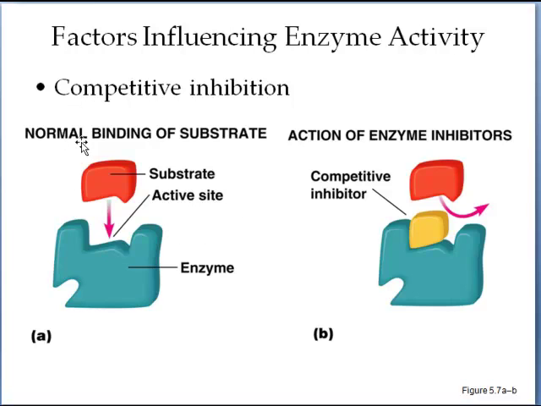In competitive inhibition, notice the normal binding of substrate versus the enzyme inhibitor. Here is the inhibitor that is blocking the activity, and the true substrate cannot compete for the active site. So this is competitive inhibition. The example I gave you was antibiotics, where the inhibitor is blocking the active site.